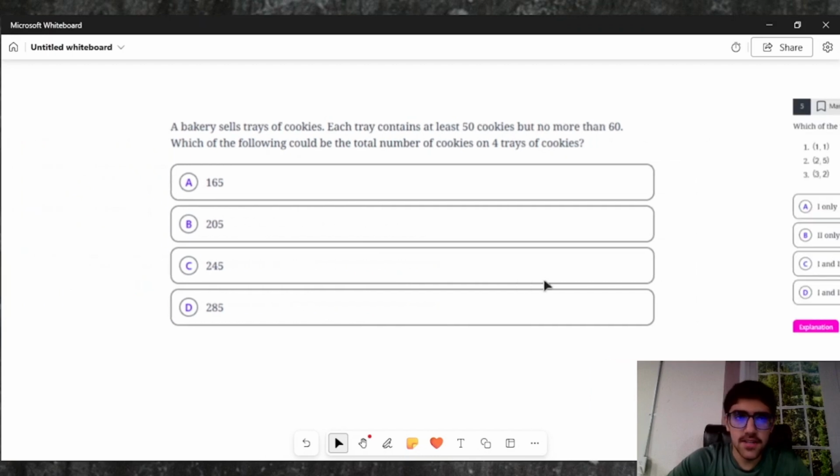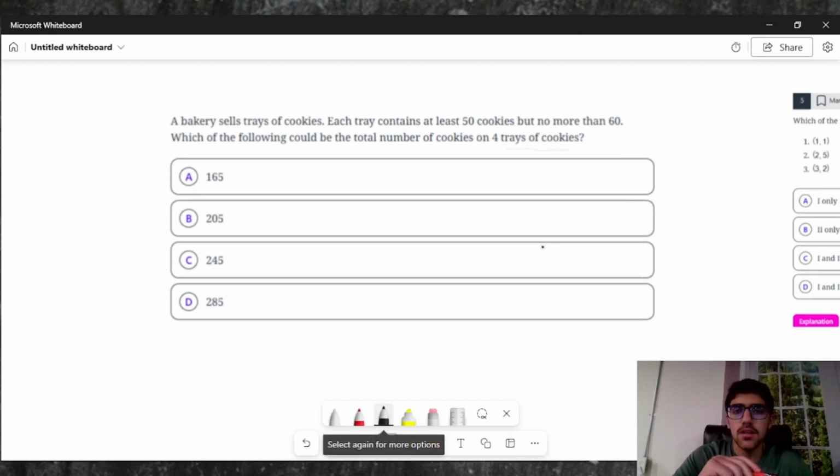The first question tells us that a bakery sells trays of cookies. Each tray contains at least 50 cookies, but no more than 60. Which of the following could be the total number of cookies on 4 trays of cookies?